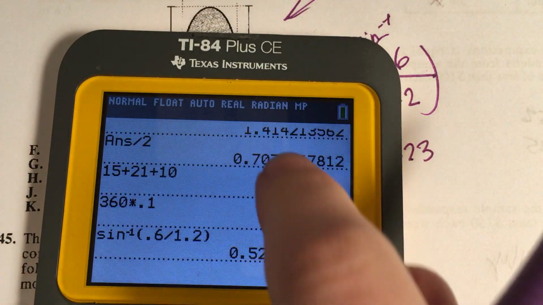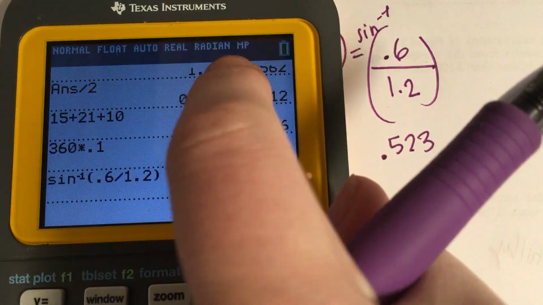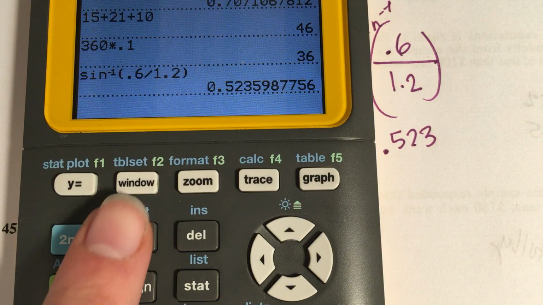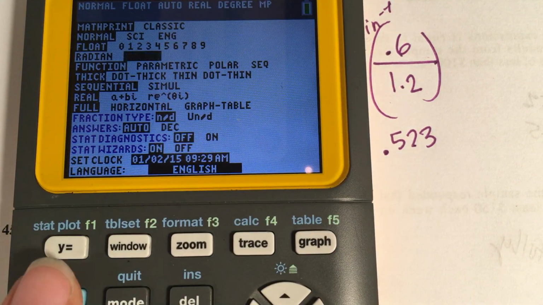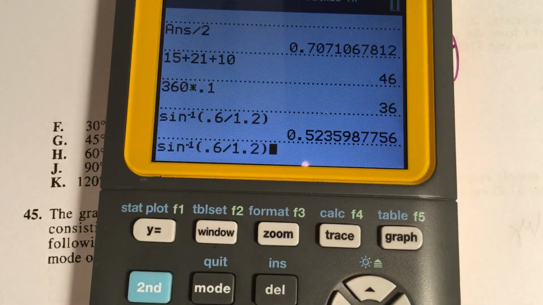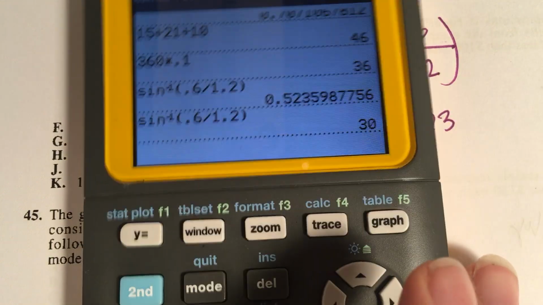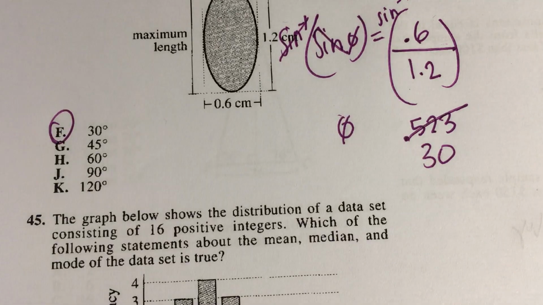Let me check my calculator. I'm going to see, that's not one of my answers, but I think that it should be. I see that my calculator is in radians, so quickly I'm going to press mode and change this to degrees, enter, and then try the same problem again. I see that it says 30 degrees now, that makes more sense. So it's not this, it's 30 degrees. So my answer is F, 30 degrees.